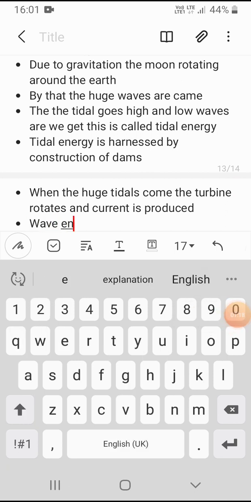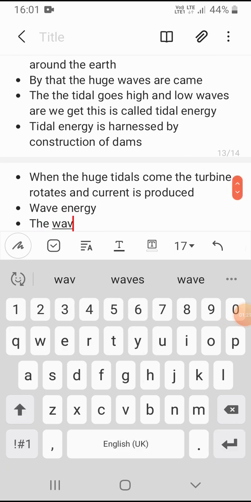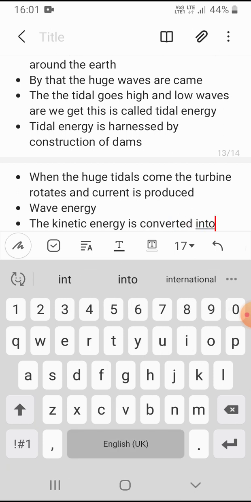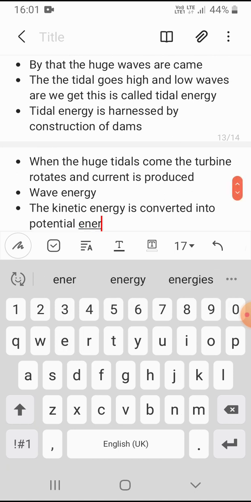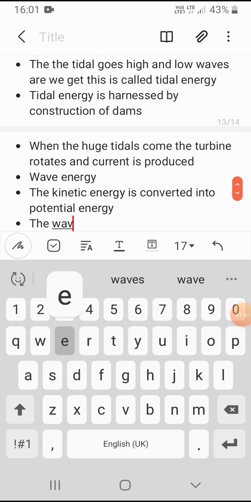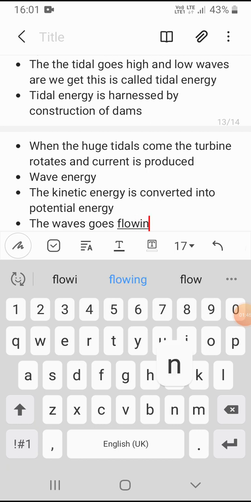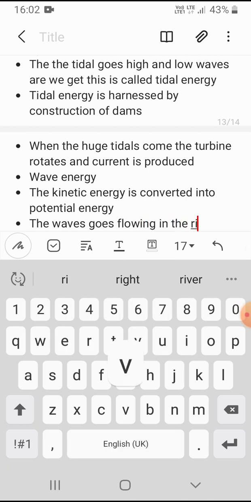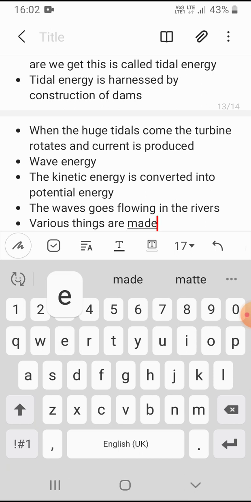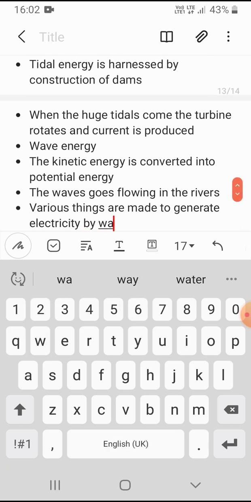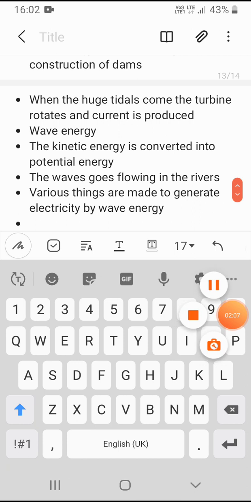Next is wave energy. Here kinetic energy is converted into potential energy. The waves go flowing. Various technologies are made to generate electricity by wave energy.